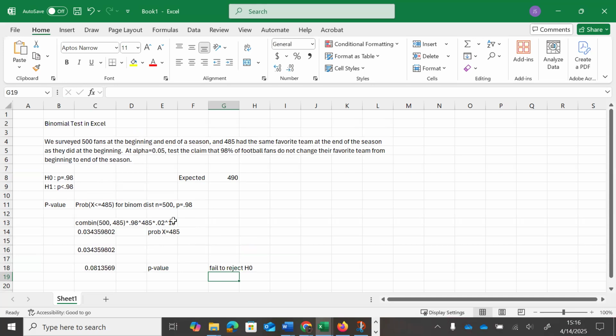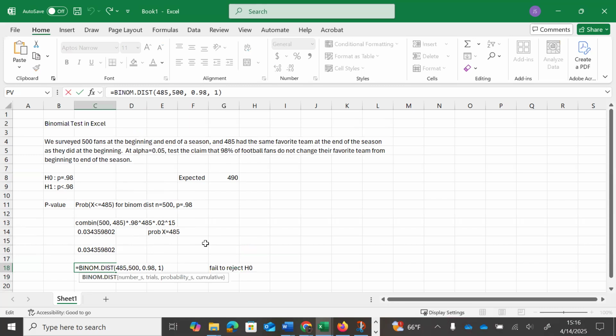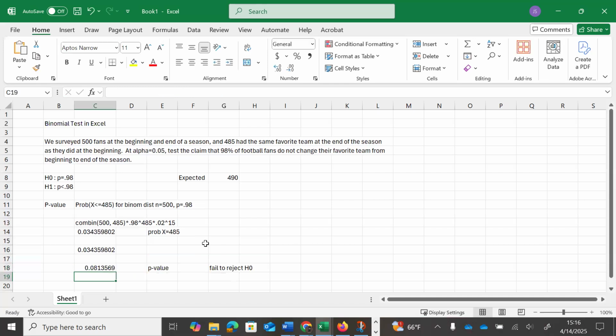All right, that's it. Again, the point is that computing the whole p-value was a single calculation. It's just BINOM.DIST 485, 500, 0.98, and tell it we want the cumulative distribution. There is one change we would need to make if we were doing a right-tail test. So let's do a right-tail test real quick.